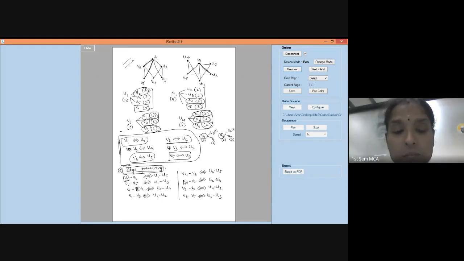Now, the next edge is V1 to V5. What is the vertex equivalent to V1? It is U1. The vertex equivalent to V5 is what? U3. So your V1 to V5 will now become U1 to U3. Check in the graph G2: U1 to U3, there is an edge. So your V1 to V5 edge of G1 is equivalent to the U1 to U3 edge of the G2 graph.